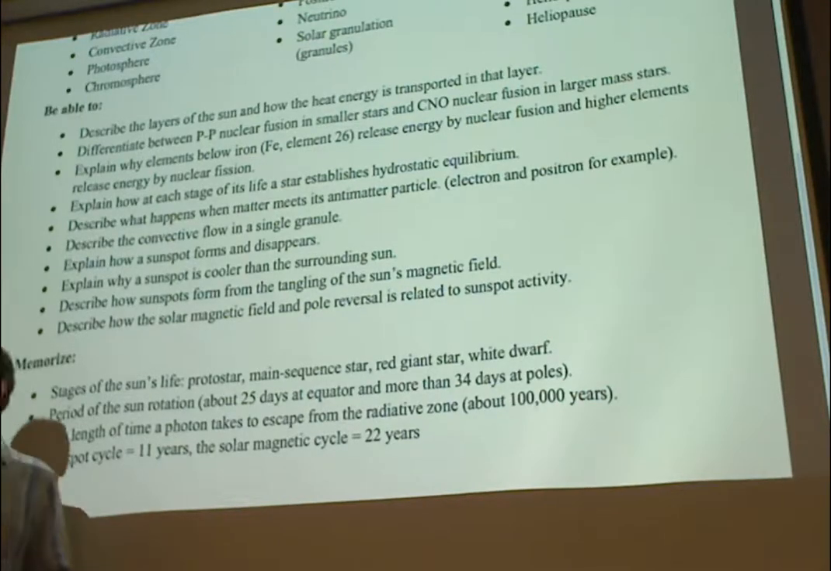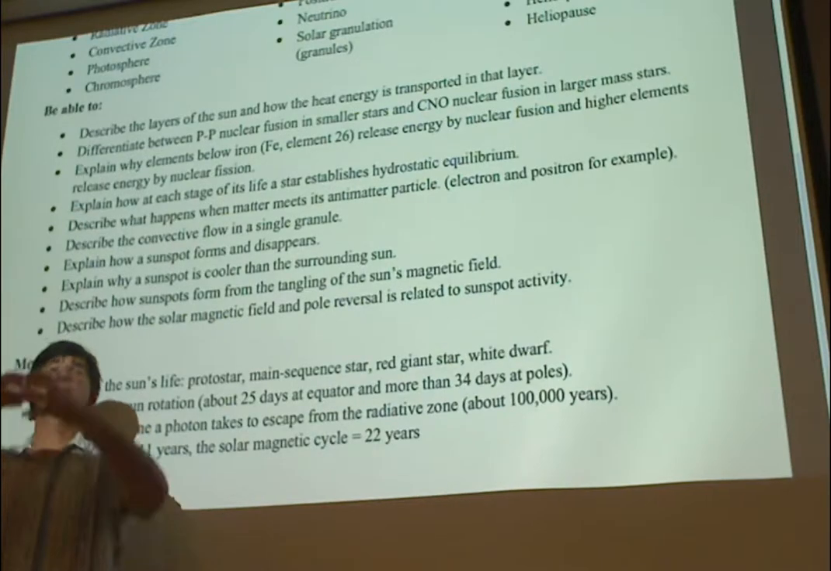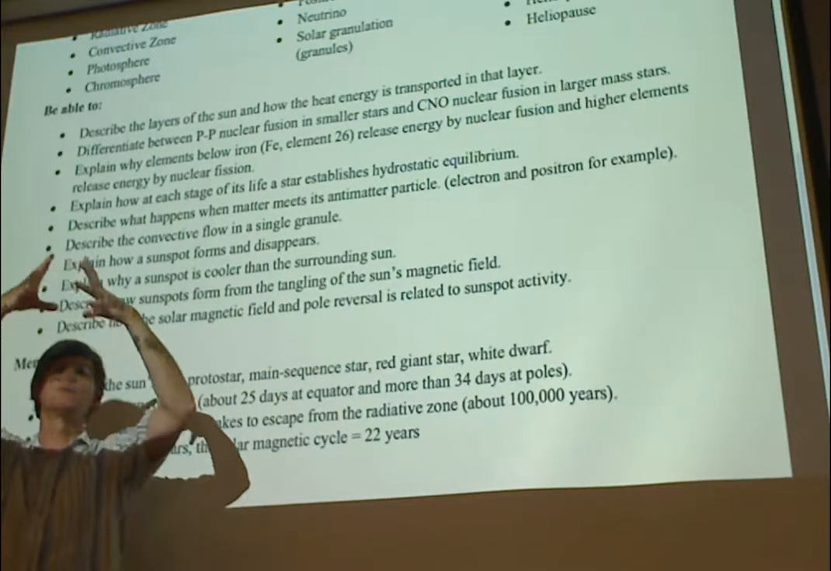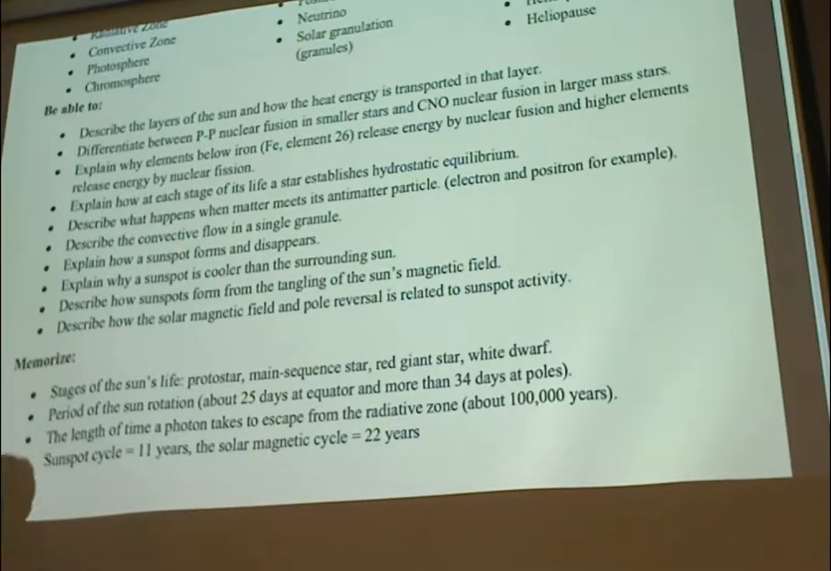Okay. Describe the convective flow in a single granule. I kind of did that already, right? How does it work? The brighter center is the rising hot gases. The cooler edges are the descending dark edges, right? Descending part. Okay, so rising, carrying energy up, descending, going back, and then it'll come back up again, right? It's a cycle of the granule.